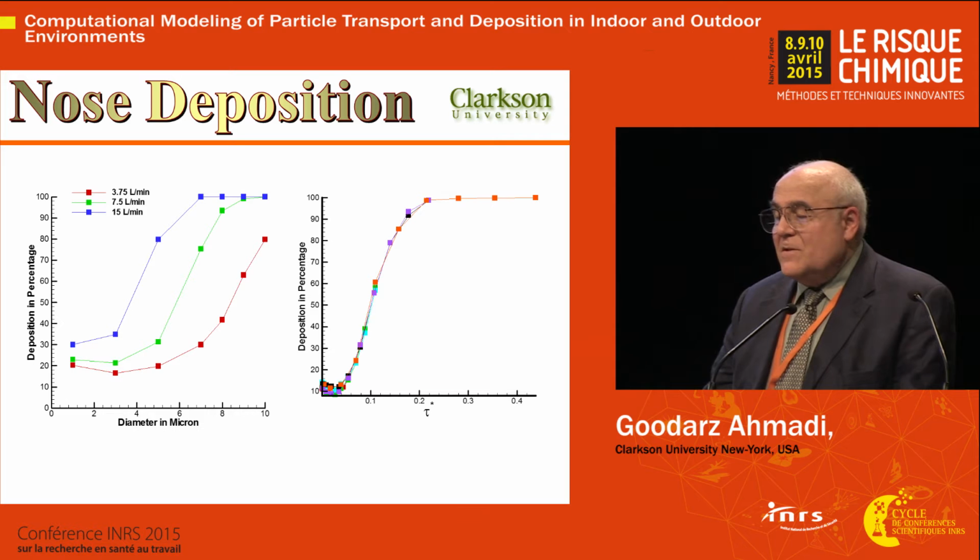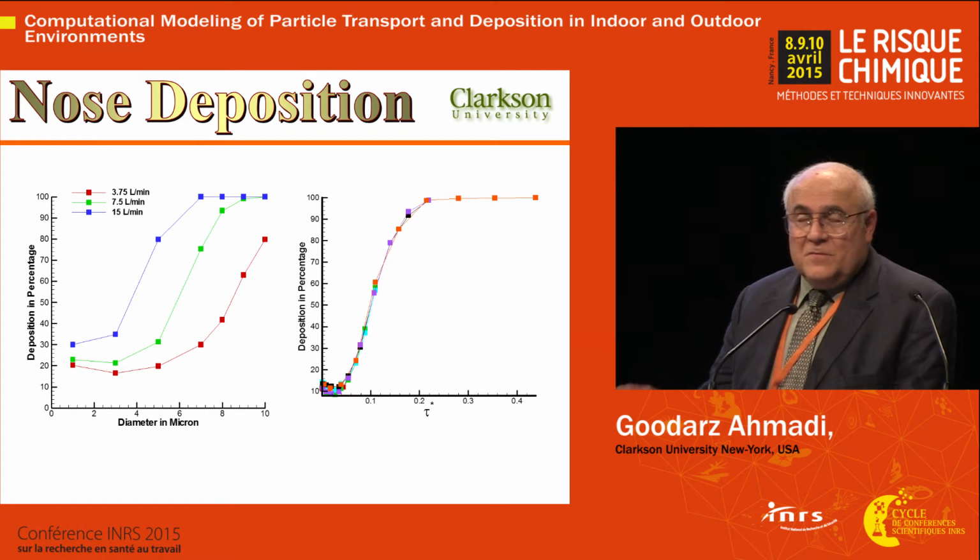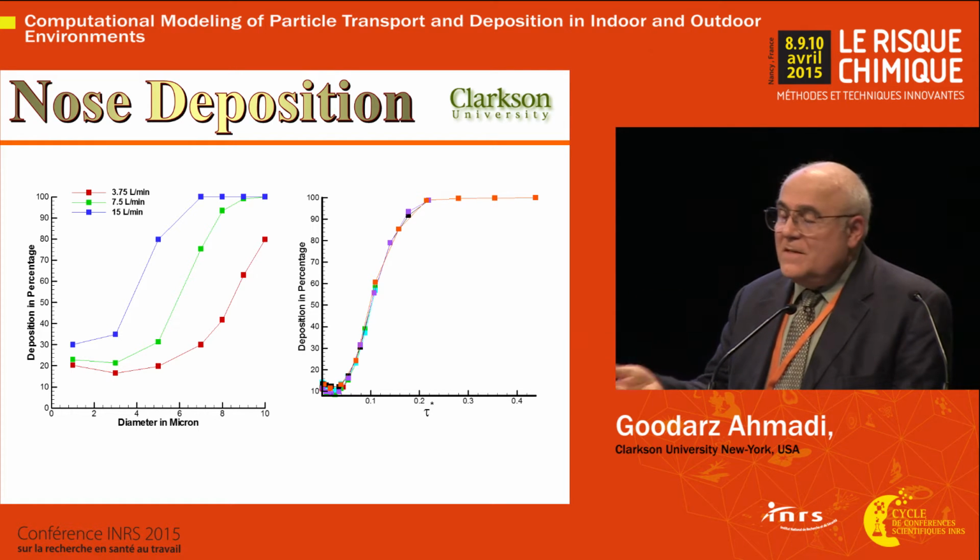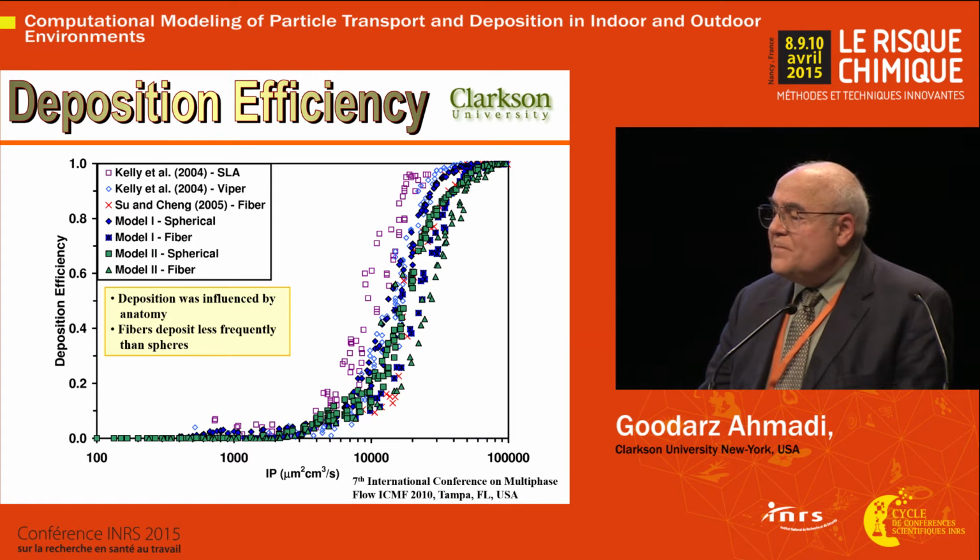We have done the same study for larger size particles, and this has been done by others as well. This is again deposition percentage versus diameter for different breathing rates. Again, if you plot them versus relaxation time, they collapse. For larger sizes, impaction is dominant. Either the impaction factor or relaxation time correlates those quite well.